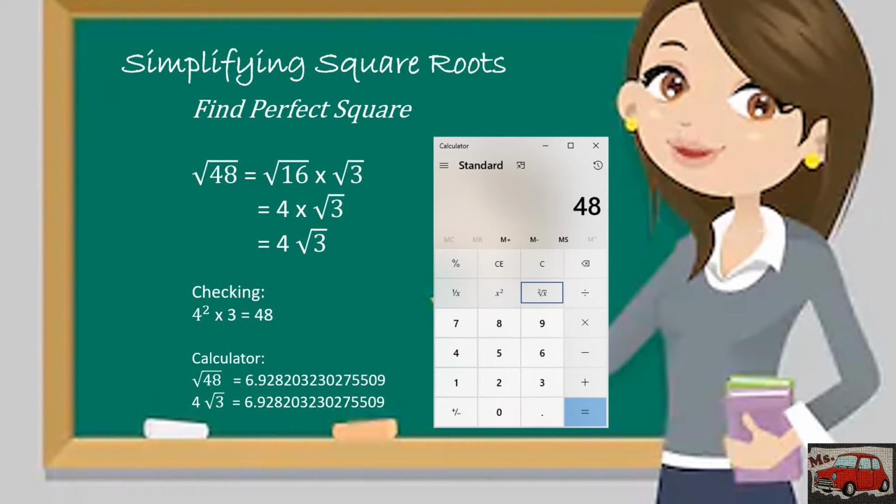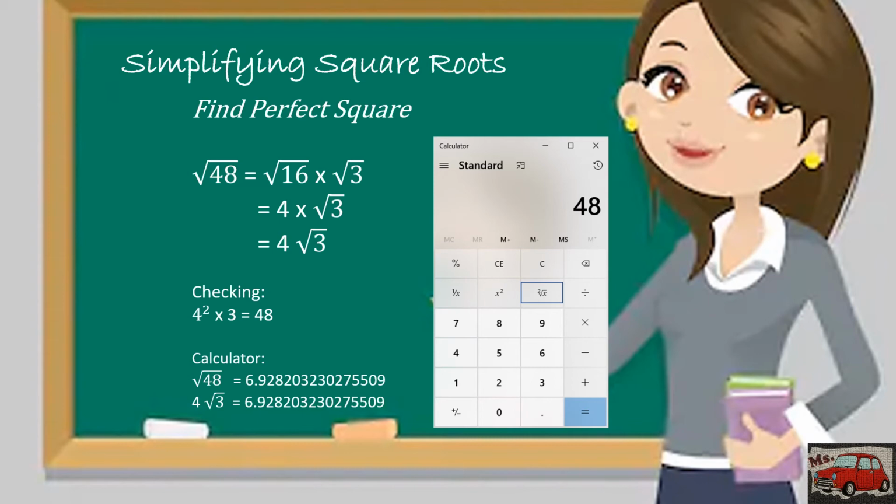If we want to check if our answer is correct, i-reverse nyo lang siya. So, since si 4, root siya or square root, you need to square that. So, 4 times 4, and then i-multiply mo yung 3. And that is 48. So, same number dun sa original na kinukuha na natin ng square root.